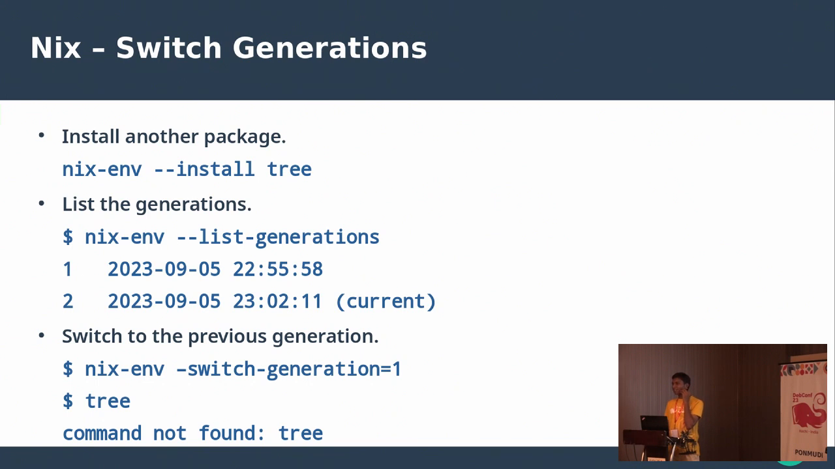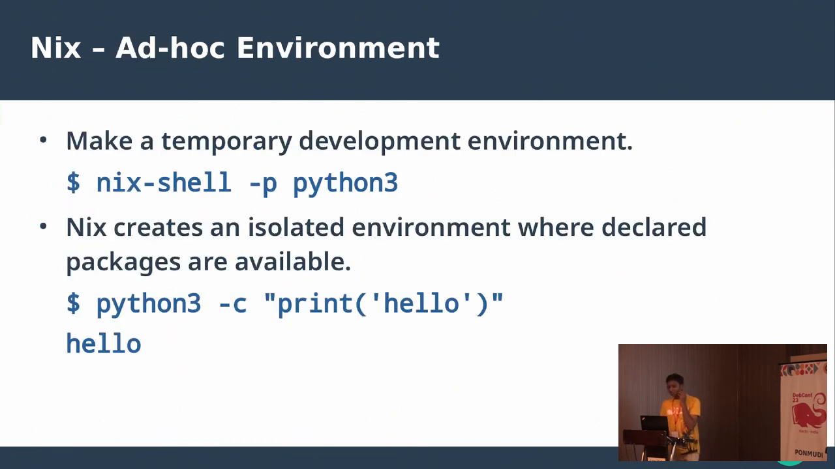So packages available in one generation don't affect another. To make a reproducible environment, we can create a file called shell.nix where we declare the dependencies we need for a particular project. We can share it with others, so they can make a completely reproducible environment.